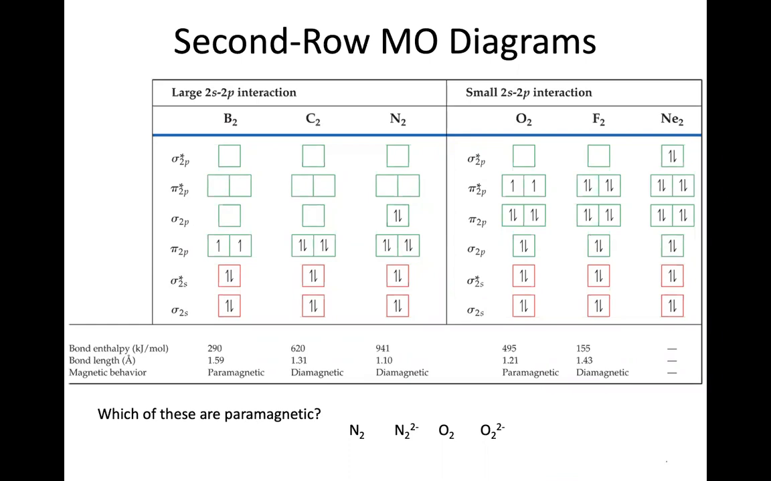So in order to answer this one, in each case, we're looking at whether we have unpaired electrons or not. And we need to be careful when we're looking at anions. Where do we place those next electrons? And does that lead to them being paramagnetic or diamagnetic? Take about 10 more seconds on that.